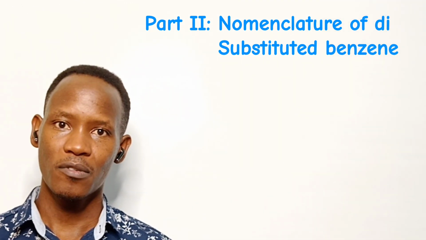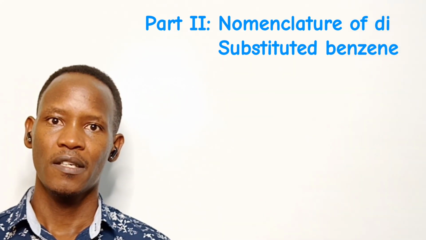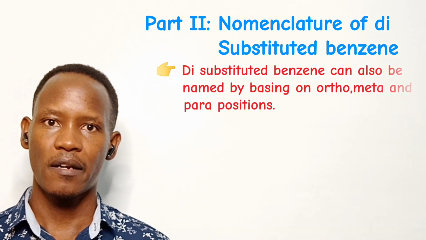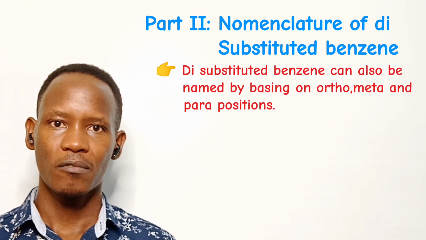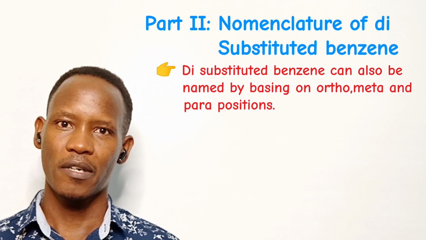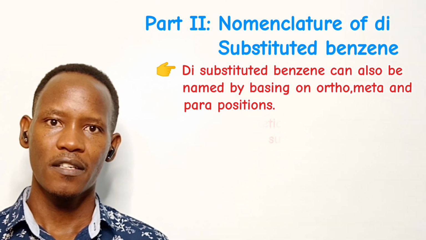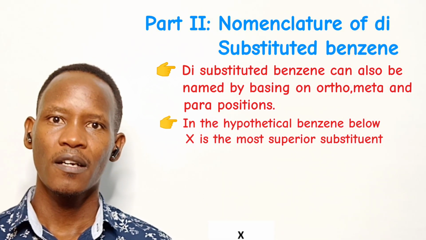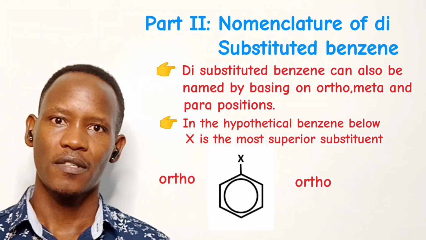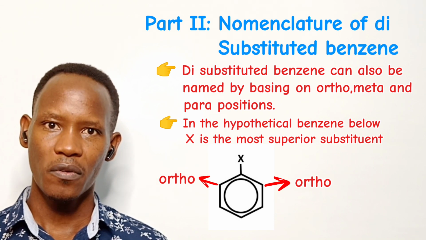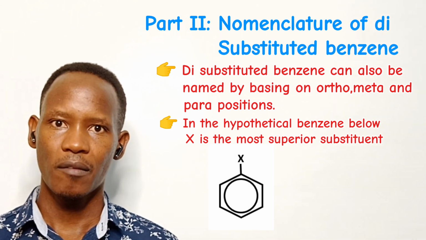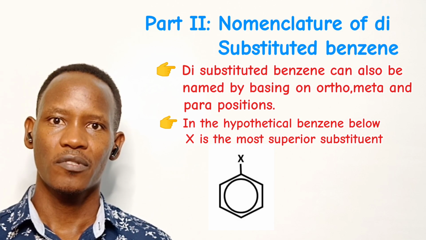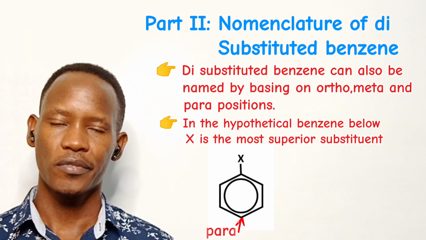The second system that can also be used to name disubstituted benzene is by using the positions ortho, meta, and para. First and foremost, we need to understand what is meant by ortho, meta, and para. After identifying the highest priority group on the benzene ring for disubstituted benzene, the second carbon atom is known as the ortho position. The third carbon atom is known as the meta position, and the fourth position is known as the para position.